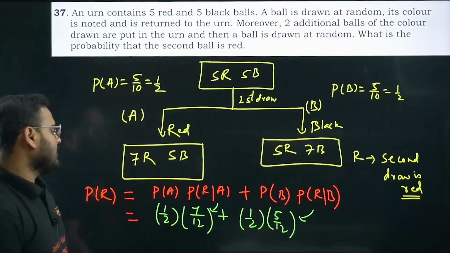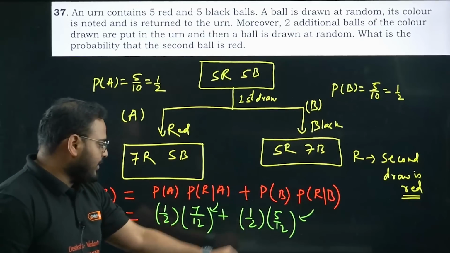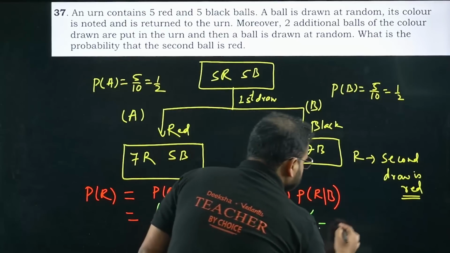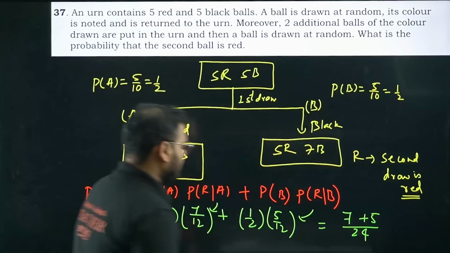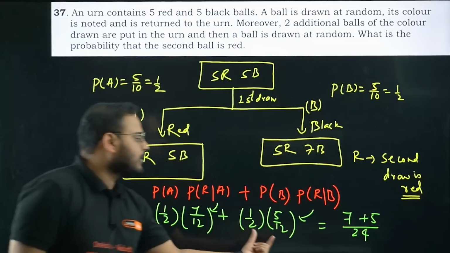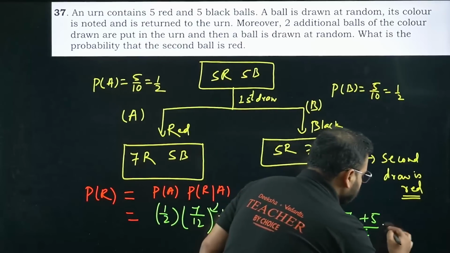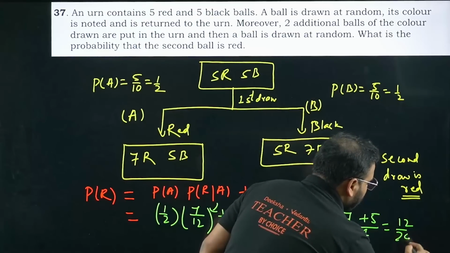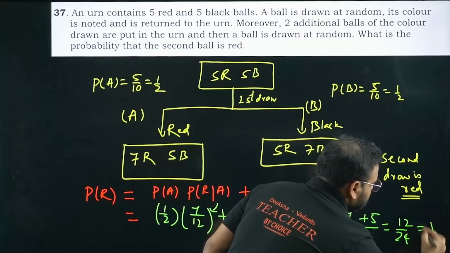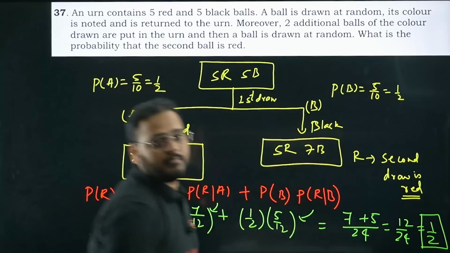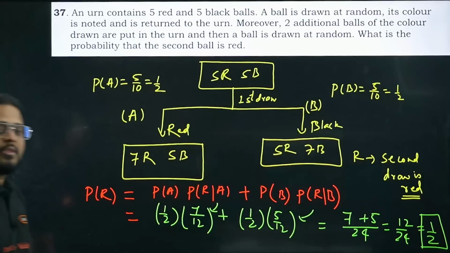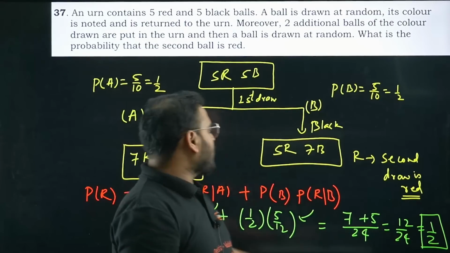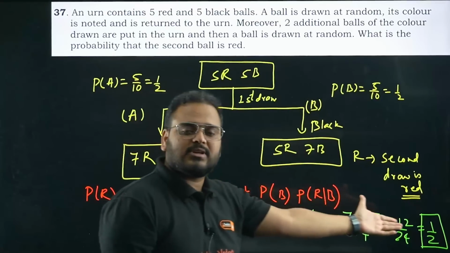So I'm getting what? 7 by 24, 5 by 24. Please add it. 7 plus 5 by 24. Correct. 12 into 2 is 24. Have a look. I'm getting this as 12 by 24. How much is that? 1 by 2. This is my final answer. 1 by 2 is my final answer. Please check. Very simple, or not? Just draw the flow and see the answer from your side only.